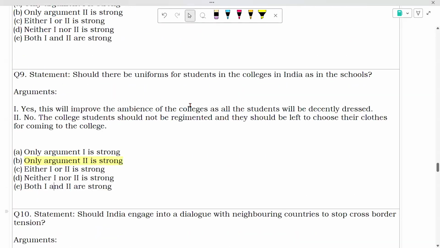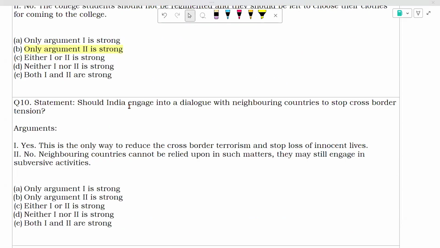The 10th says, should India engage in a dialogue with neighboring countries to stop cross-border tension? The first guy says yes. This is the only way to reduce cross-border terrorism and stop loss of innocent lives. Okay. Then the second one says, no, neighboring countries cannot be relied upon in such matters. They may still engage in subversive activities.